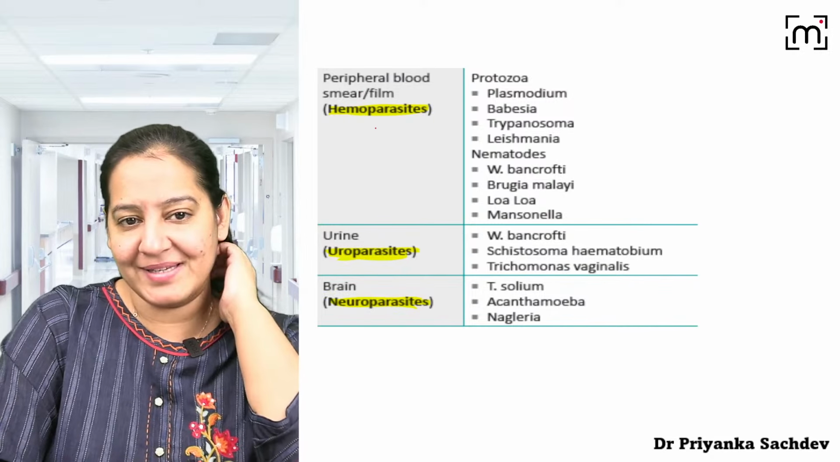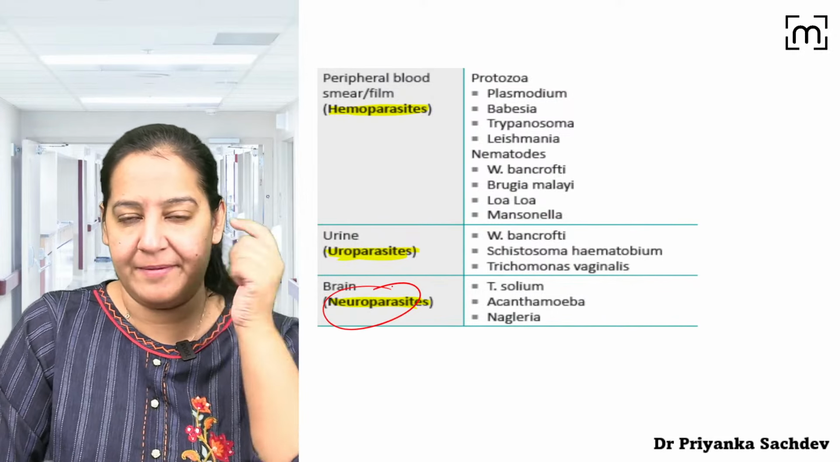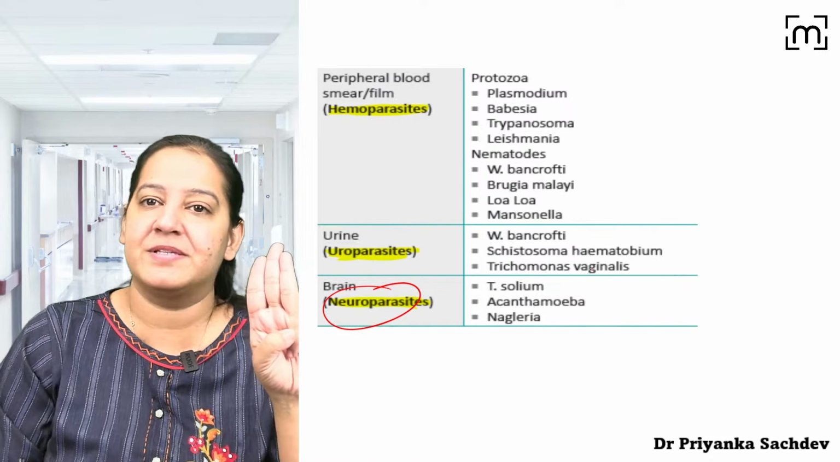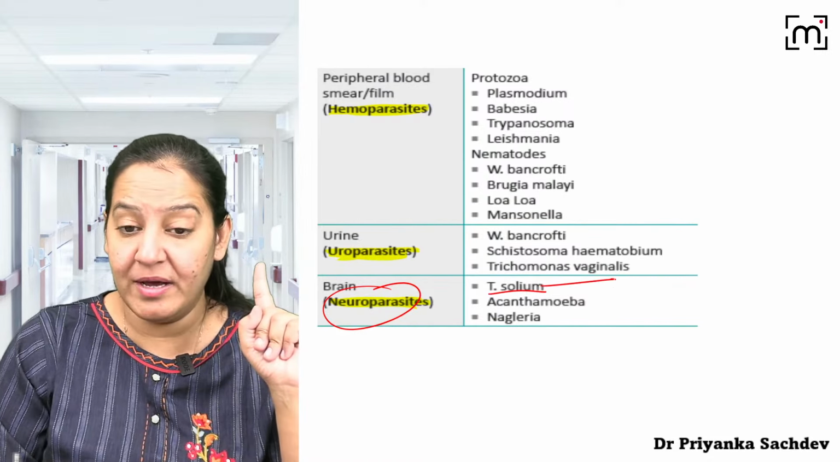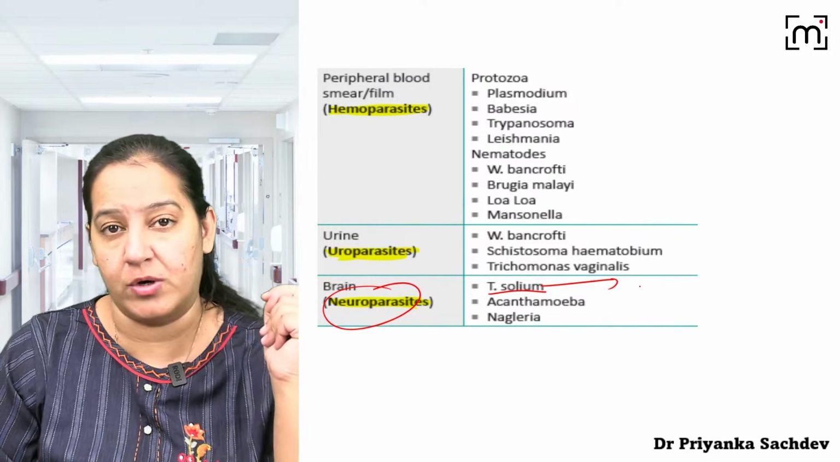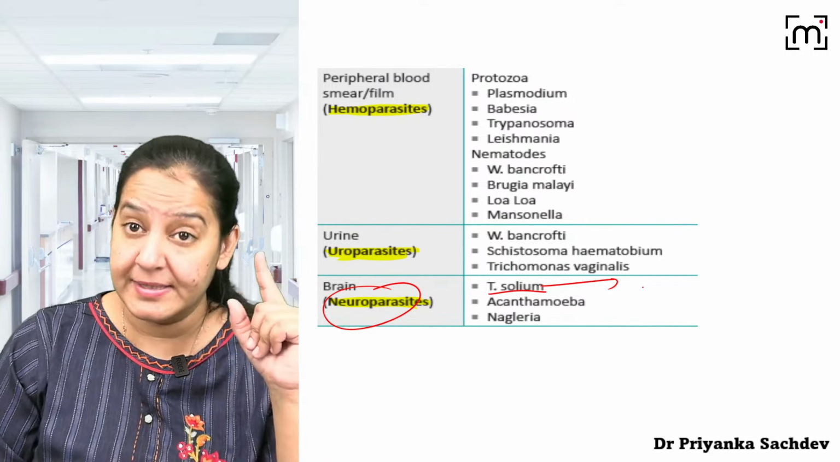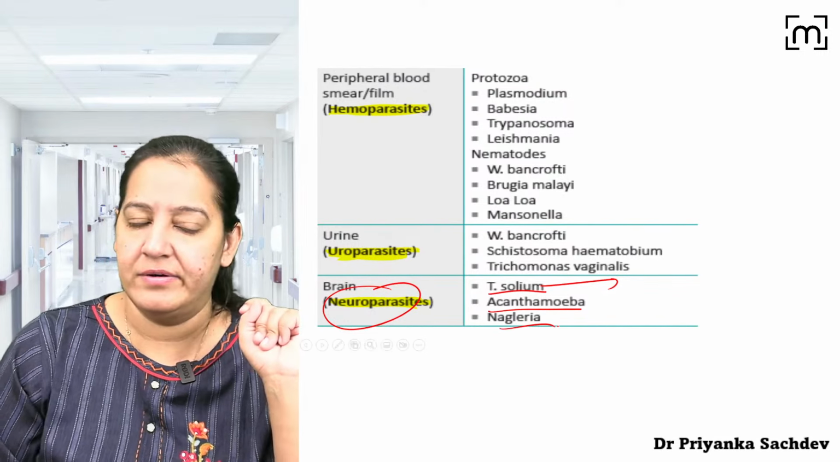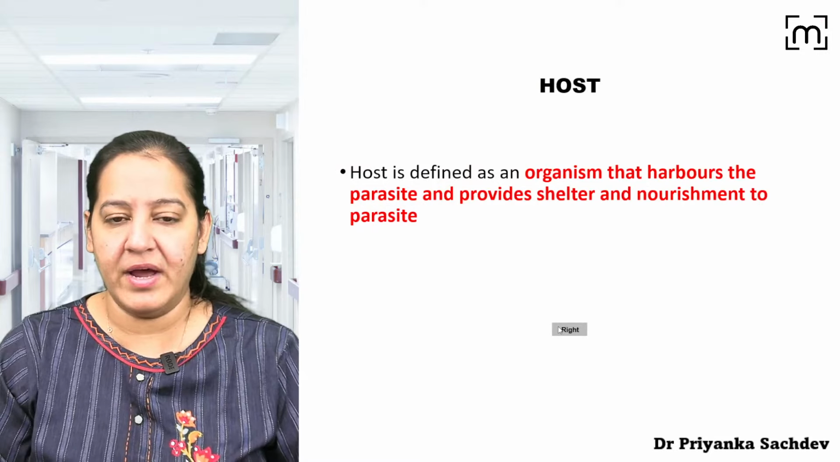Can you tell me the parasites which are present in the brain of human? Only 3 parasites are present in the brain of human. One is Taenia solium, which causes neurocysticercosis, the most common parasite causing seizures. One is Acanthamoeba, one is Naegleria. So learn these three neuroparasites, right?